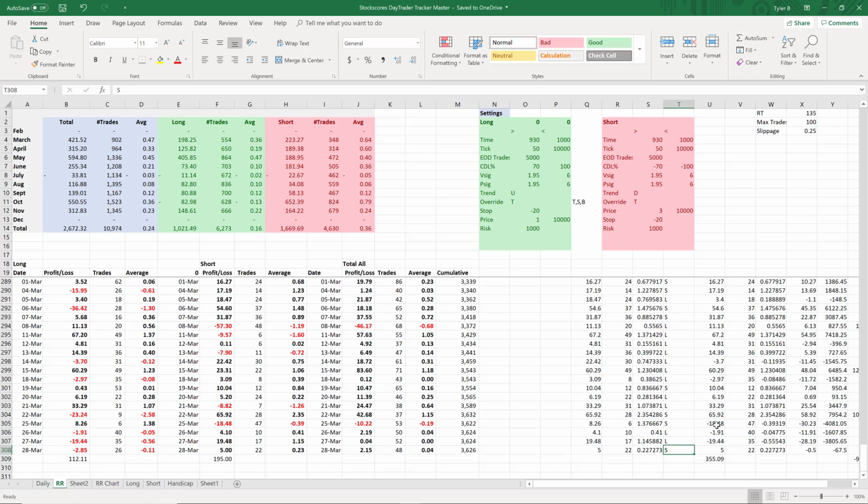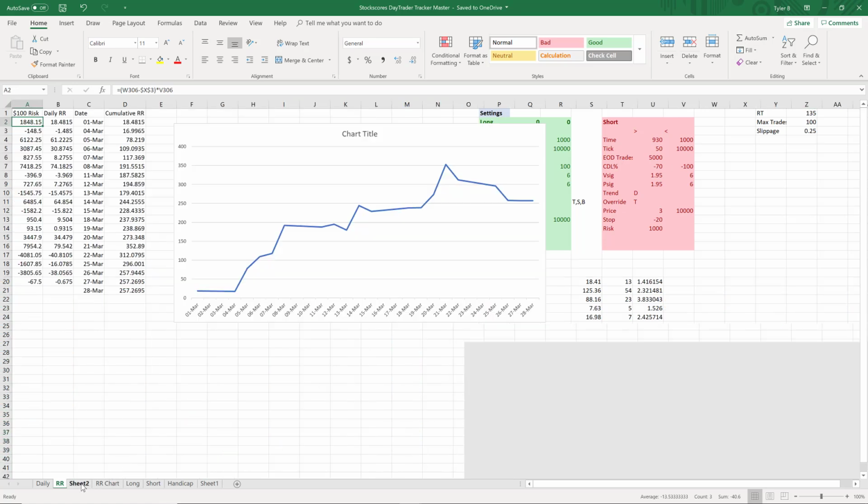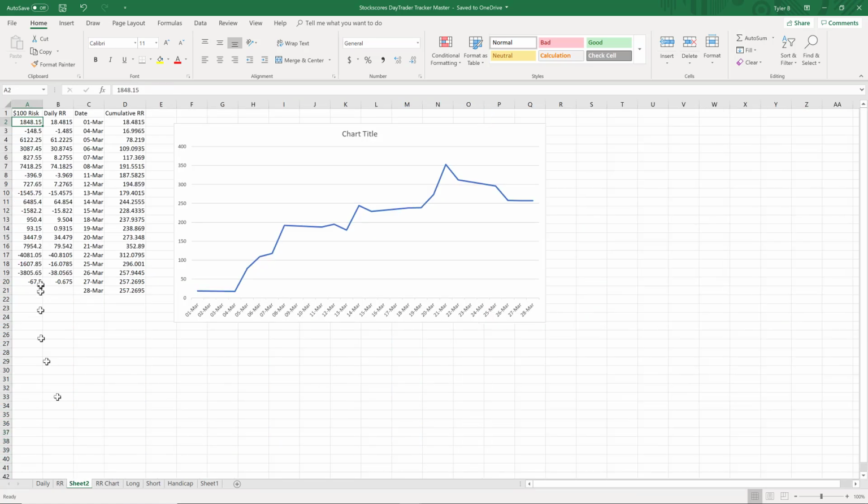So I just want to show you the RR chart because the numbers that you see here don't factor in slippage. These numbers over here do. So what I try to do is take off 0.25 RR for slippage. And so what I've done in this screen is just very quickly put together the daily RR, including slippage, again factoring in 0.25 RR for slippage. And this is the cumulative RR for the month, and you can see the RR line.